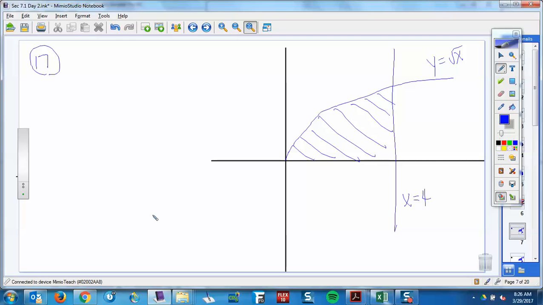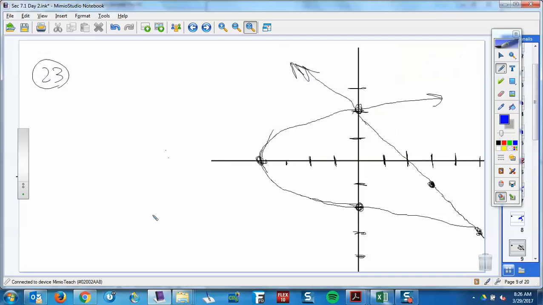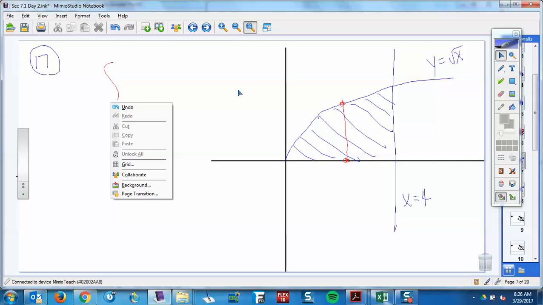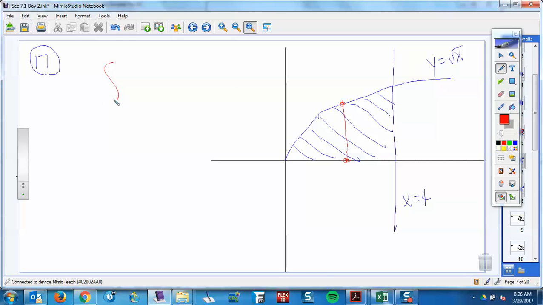Okay, so on 17, we were supposed to do which kind of strips, vertical or horizontal? Vertical, because it says dx, that's the key. When you hear dx, delta x, you have that. So here's 17. We were supposed to do vertical strips. So a vertical strip would go like this. Very simply, the top y value is square root of x, the bottom y value, 0.